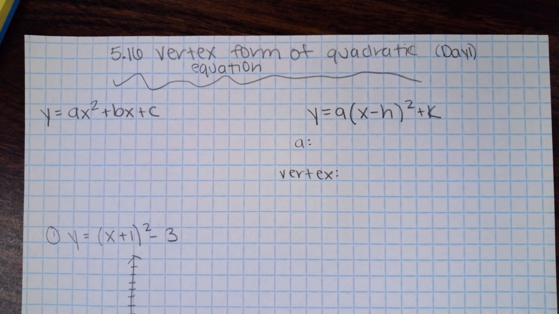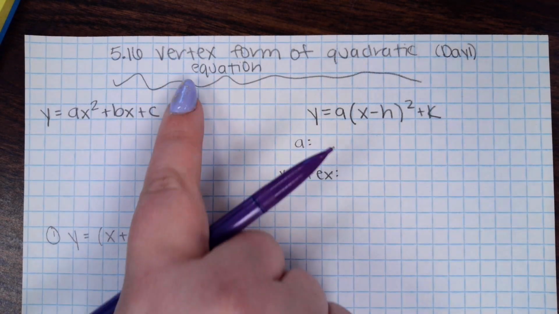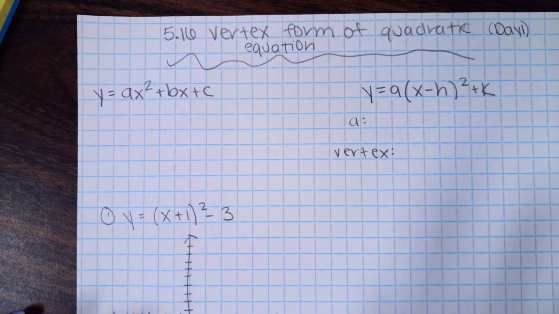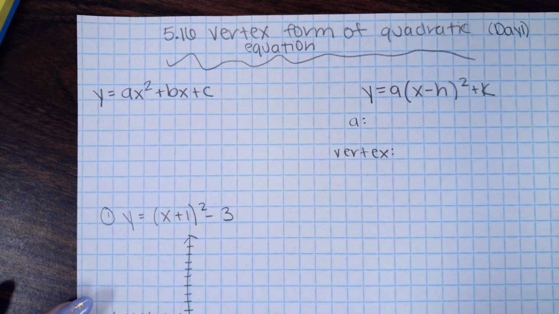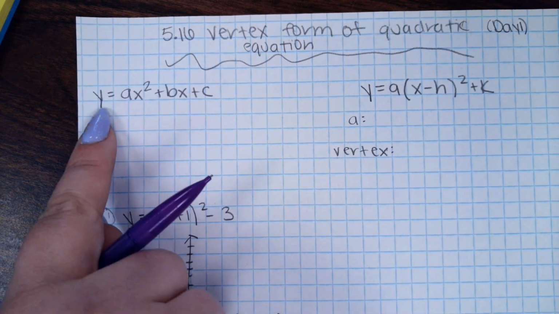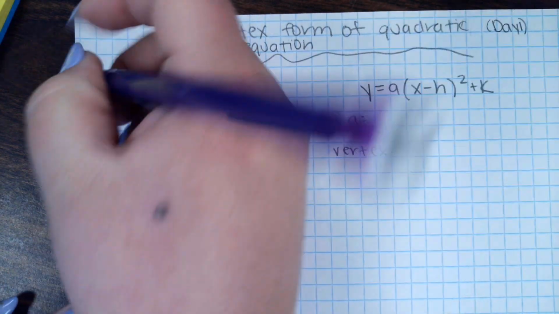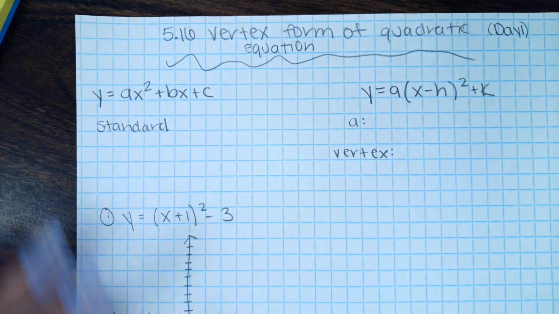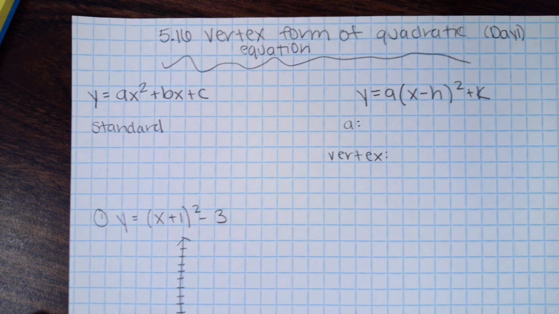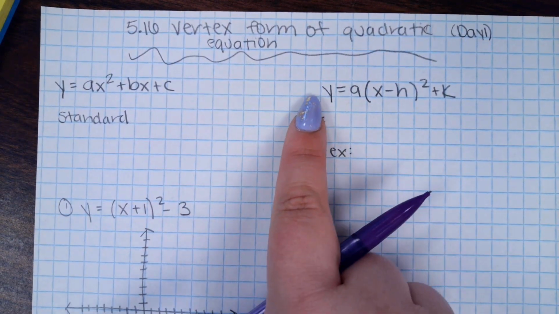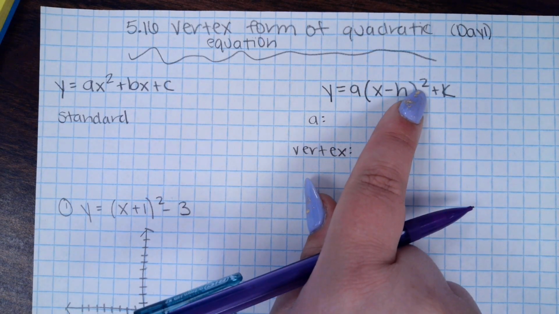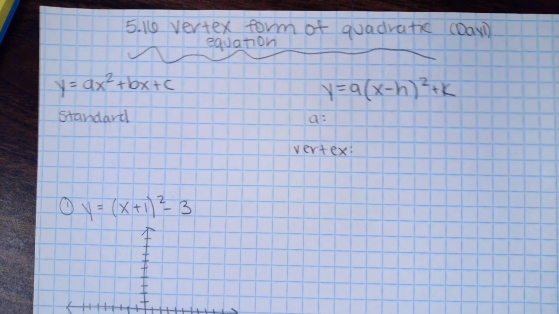Today, we are going to talk about vertex form of a quadratic equation. So, the past few days, we've been looking at graphing quadratic equations, and we've been looking at them in this form. This is called standard form. Over here, this is vertex form. So, it's y equals a times x minus h squared plus k.